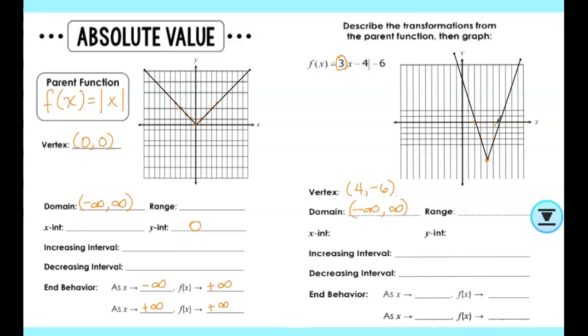The end behavior is still the same as over here, because as we go to the left, y is still getting bigger. So as x approaches negative infinity, f of x, or y, is approaching positive infinity, and as x moves this way, y is getting bigger and bigger. So as we move to positive infinity, y also moves to positive infinity.